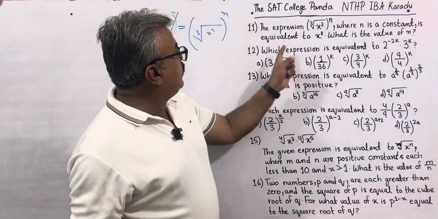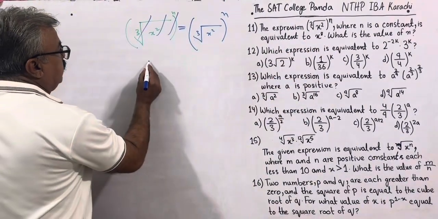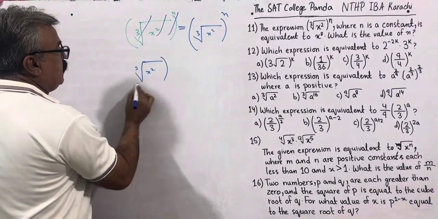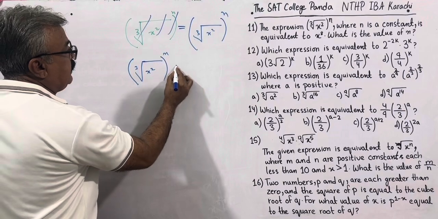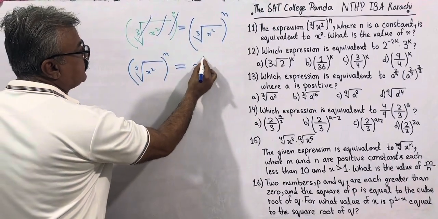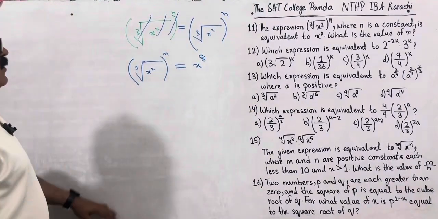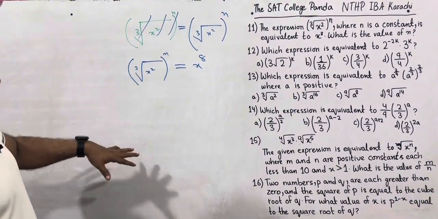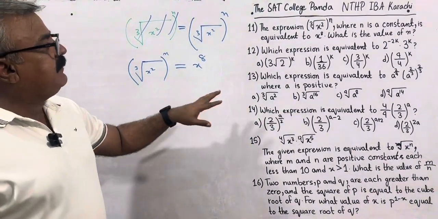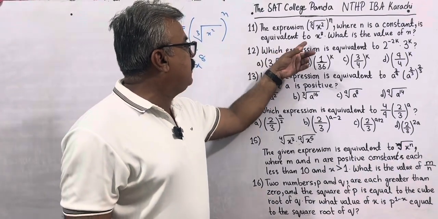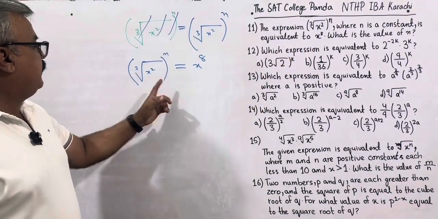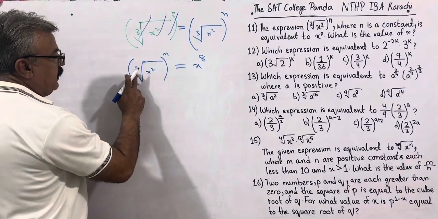Where n is a constant, the cube root of x square overall raised to n is equivalent to x raised to 8. What is the value of n? First, we have a given expression equal to x raised to 8. First of all, handle the cube root.